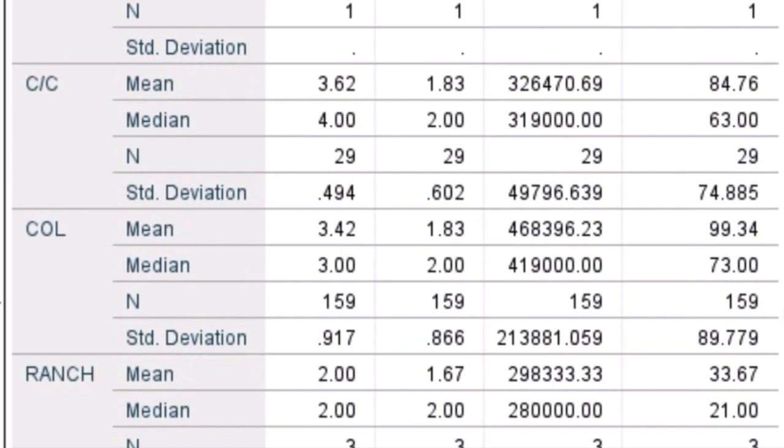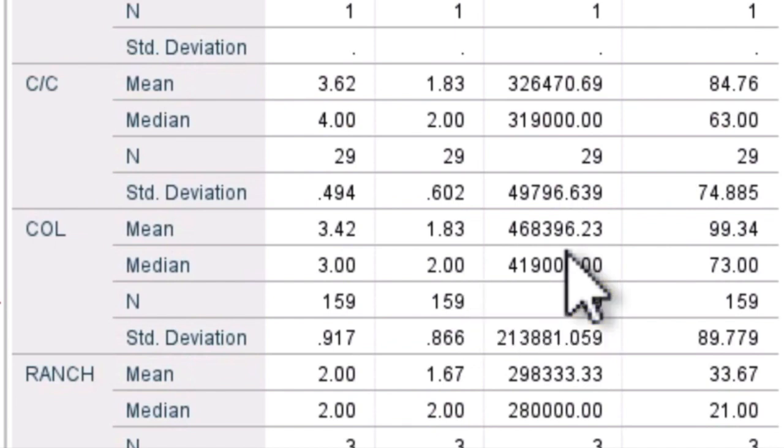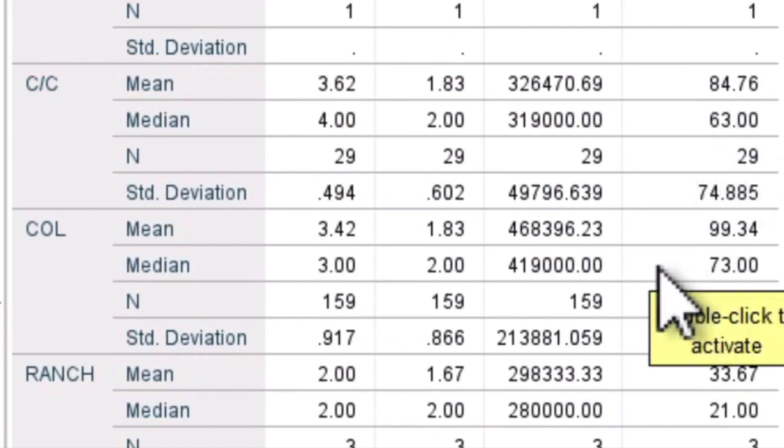If you have a Colonial, you're probably better off, because if you take a look here, there's actually fewer bedrooms, the same number of bathrooms, and the price is considerably higher. They get about $468,000 for these compared to $326,000 for the Cape Cods. On the downside, they spend 99 days on the market versus around 85 days, but that might be because they've got the higher prices. The medians are lower than the means, and that's true for all of these groups.